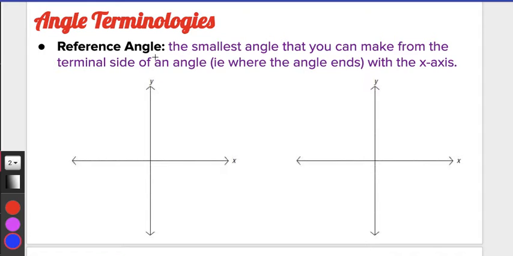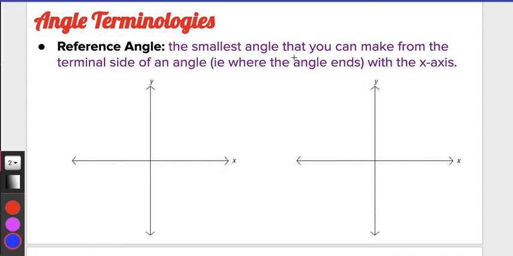So before we start, let's quickly check the definition of the reference angle. Reference angle is the smallest angle that you can make from the terminal side of that angle, which is the terminal ray as we mentioned, and the x-axis. If you just look at the definition, it's definitely not easy to understand. So what we are going to do is look at 4 examples of angles, and we are going to analyze what the reference angle is for each one, so you can understand what's going on.